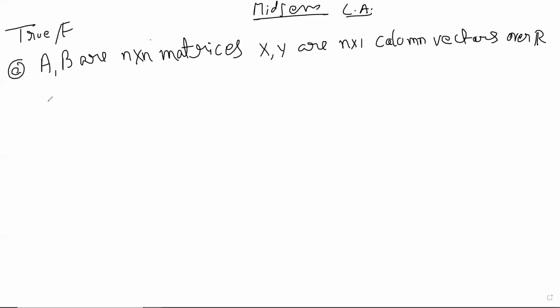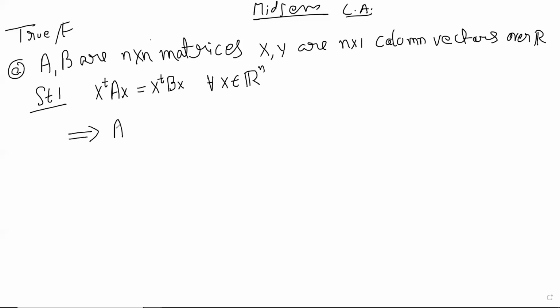The first statement is X transpose A X equals X transpose B X, for all X in R to the power n. This is given. So does this imply that A equals B?